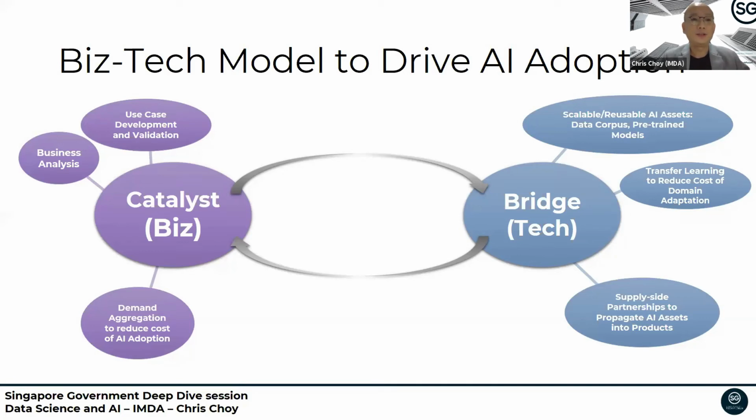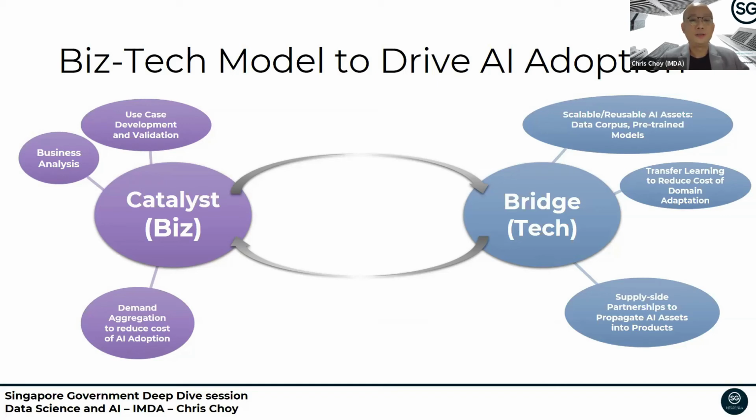And at the same time, we're also investing in sophisticated techniques and algorithms such as transfer learning, so that we want to reduce the cost of domain adaptation eventually. And all this, when it leads to successful deployment, will allow us to learn from this experience and allow us to develop new use cases as well.